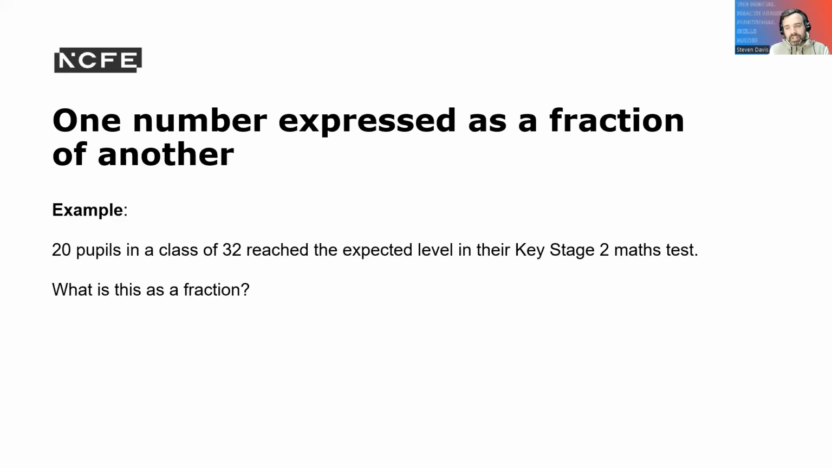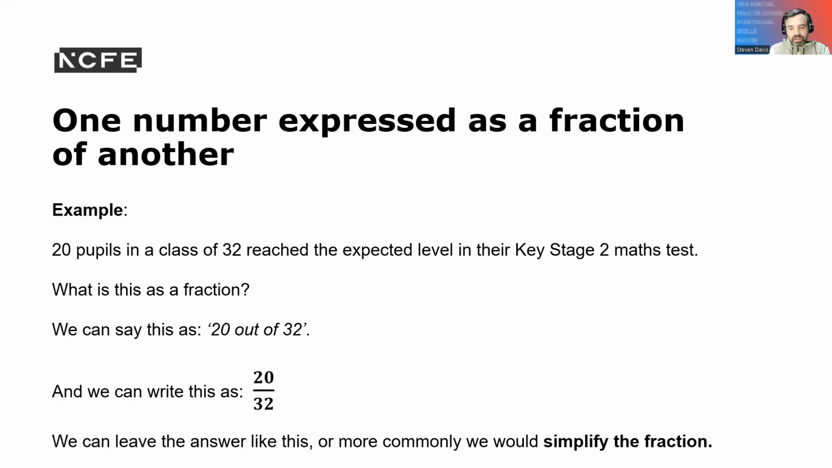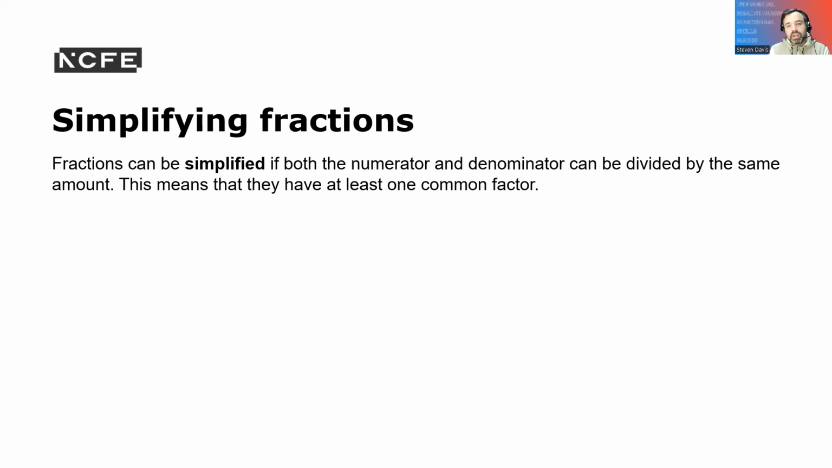So, expressing one number as a fraction of another. Example: 20 pupils in a class of 32 reached the expected level in their Key Stage 2 maths test. What is this as a fraction? To work this out, we can say 20 out of 32. We can write this as 20 over 32. We can leave the answer like this, or more commonly, we would simplify the fraction.